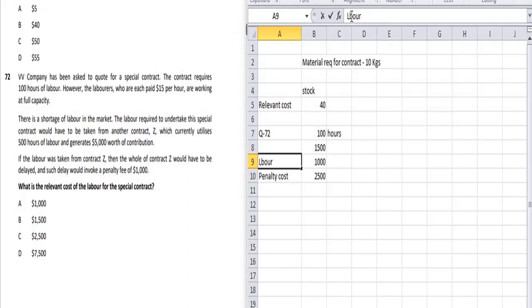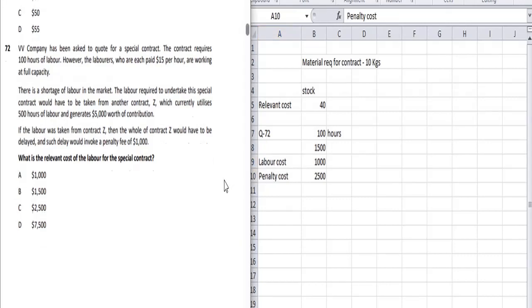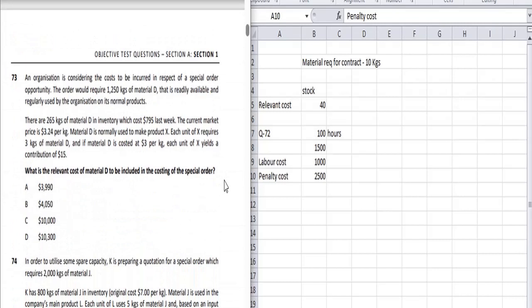Okay, so for the relevant costing chapter, for labor and material, you have to understand this whole concept in order to solve the questions, and the rest is practice and practice. Okay, so the next question is 73. What is the relevant cost of material D to be included in the cost of the special order? Okay, so let's move ahead.